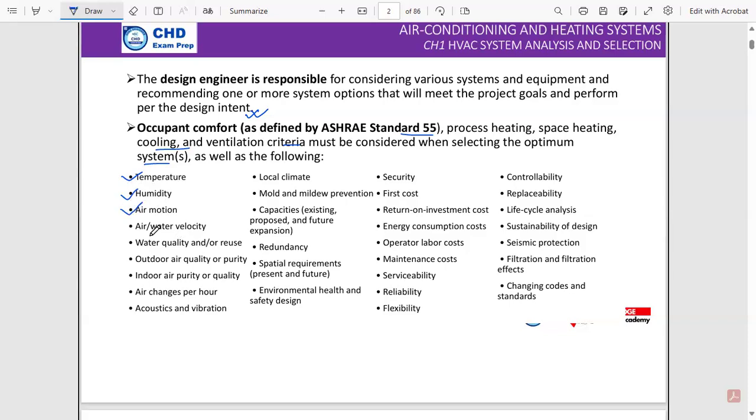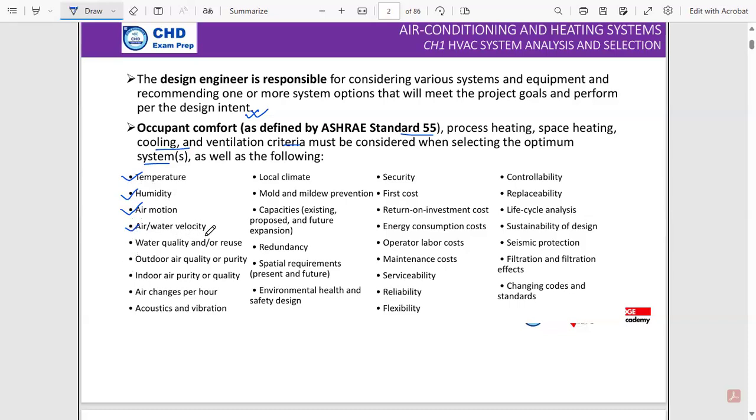Air motions, the air pattern. Let's say if you are designing an operation theater, the air pattern is important there. In some places you're going to need laminar airflow, and in other places you might need laminar or turbulent airflow. Air velocities are important. For sure you are not comfortable in very high velocity air.